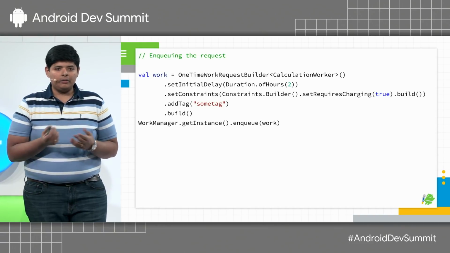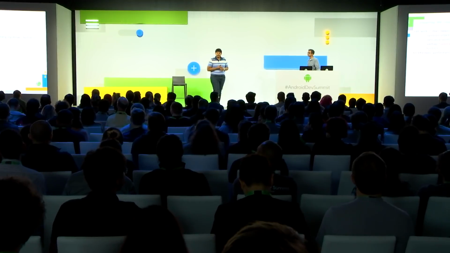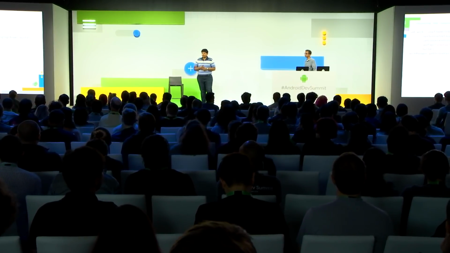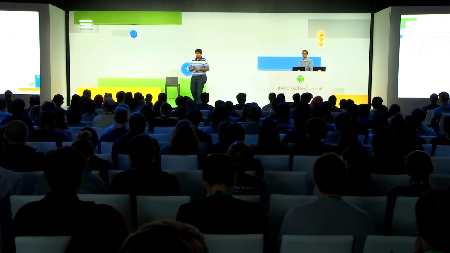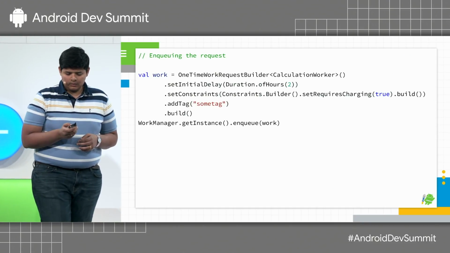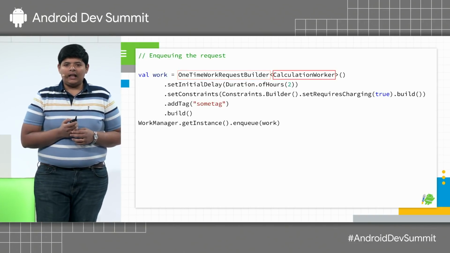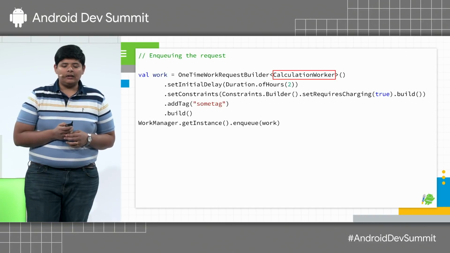So now you've defined a worker. How do you actually make that work run? For that, you need to enqueue a work request. There are two types of work requests. One's a one-time, and the other one's a periodic work request. Here I'm using a one-time work request builder, and I'm building it with the calculation worker that I just defined in the previous slide.